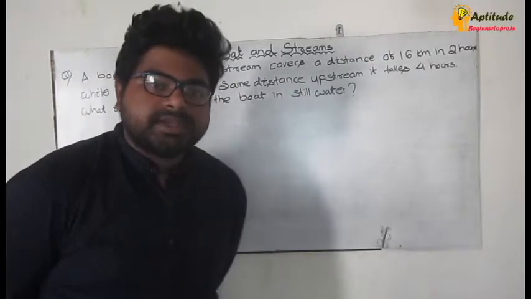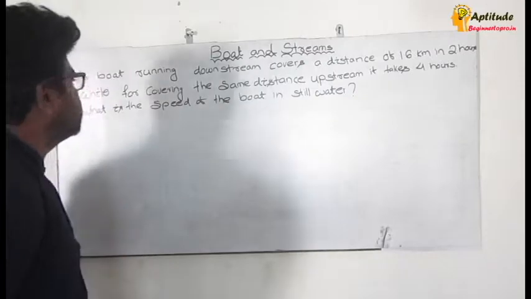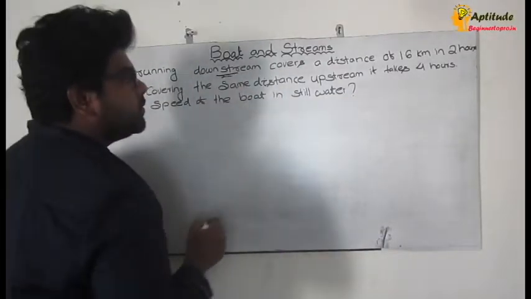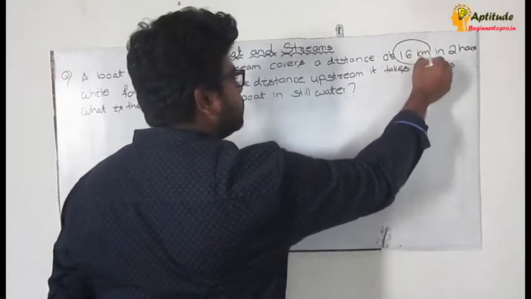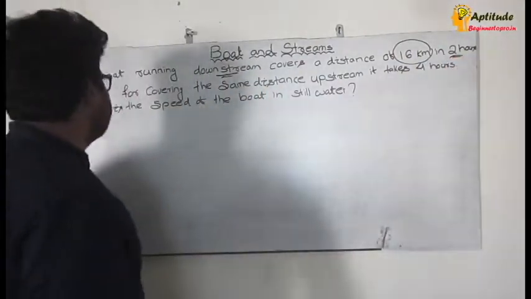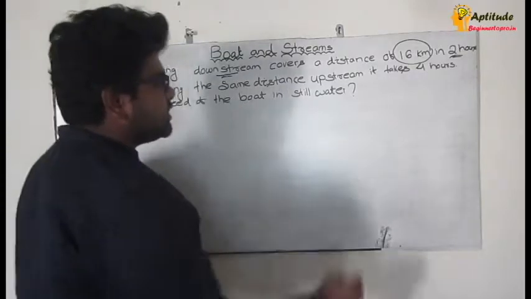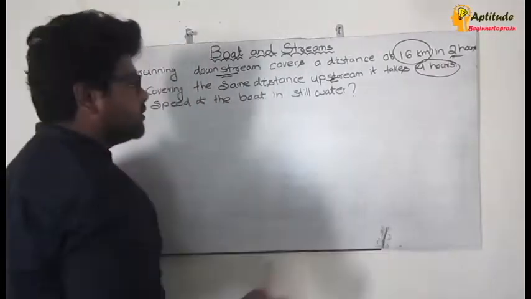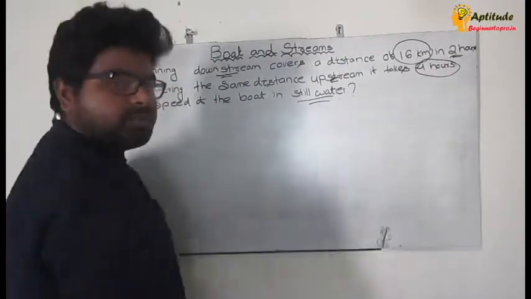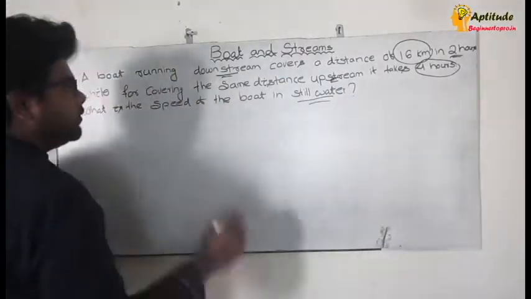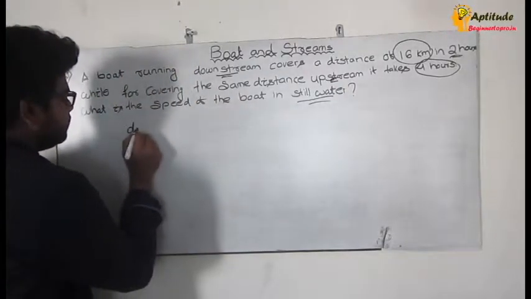Coming to the next question, the question says a boat running downstream covers a distance of 16 kilometers in 2 hours, while for covering the same distance upstream, it takes 4 hours. It asks about the speed of the boat in still water, that means the normal speed of the boat. We have downstream.